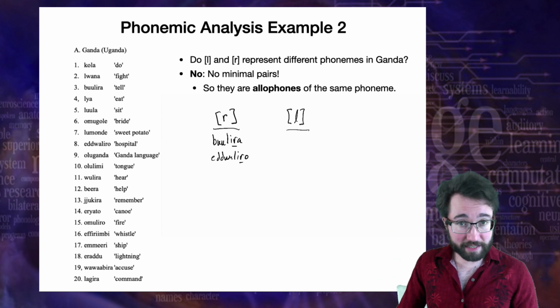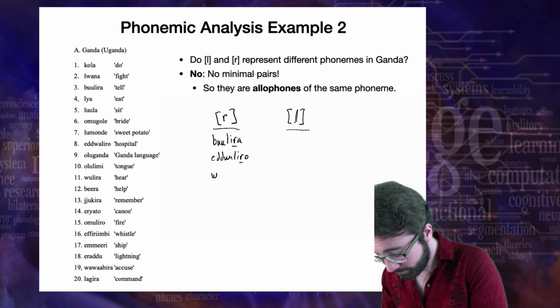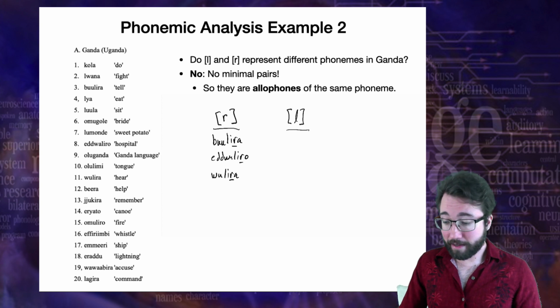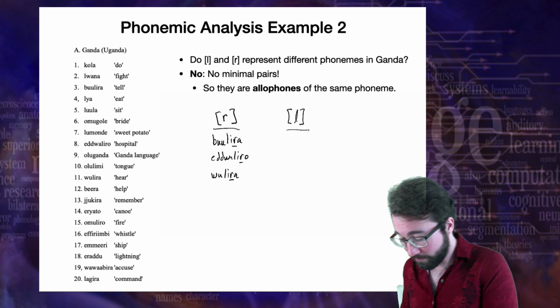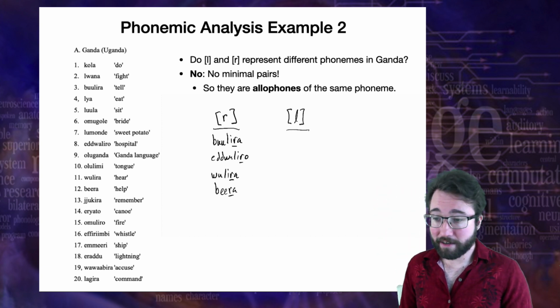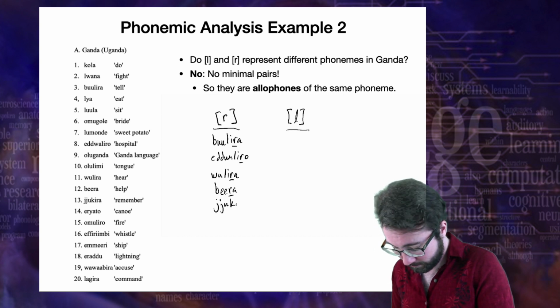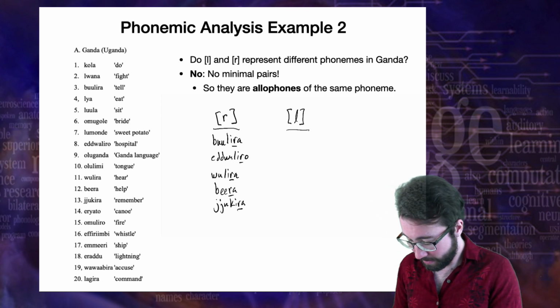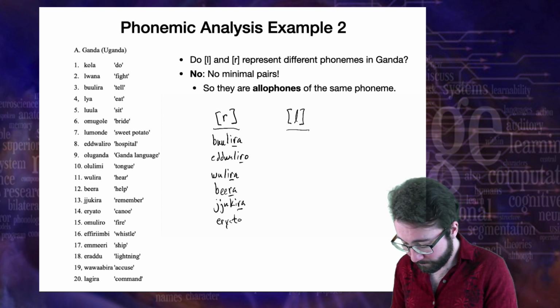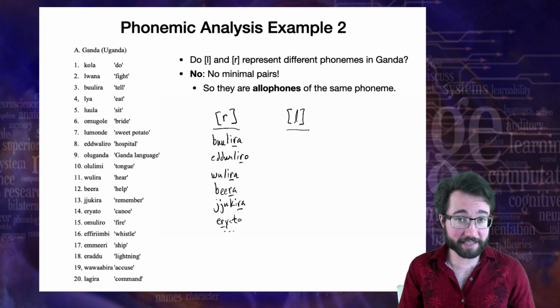And let's keep looking through the list, looking for the R. Well, eventually we see the word ulira, which means to hear. And we can go on and on. We have the word bera underlined there, and then we have the word yukira, and a word like eriato. We can keep going and do the whole list, but in fact, this set of examples is enough to figure it out.